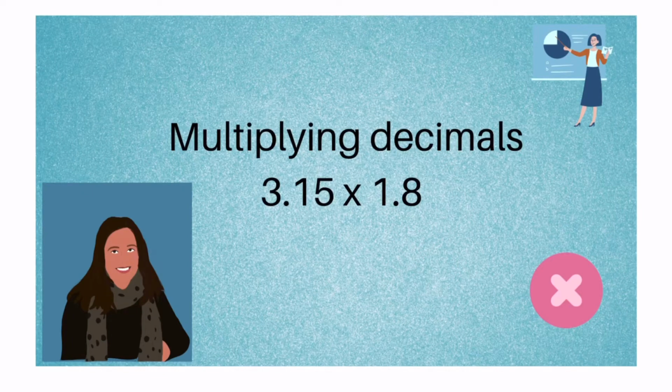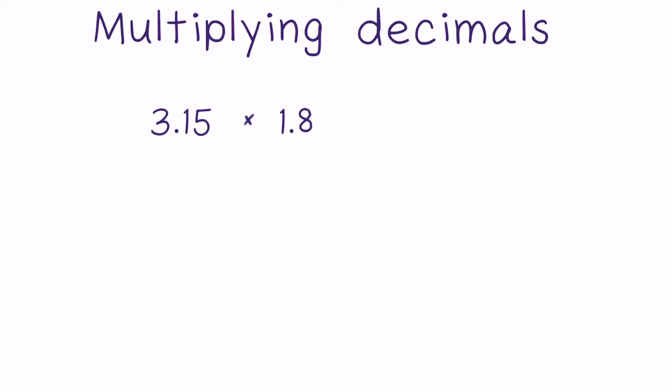Hi everyone, this is Miss P and this is Multiplying Decimals. Today we are going to multiply a decimal number times another decimal number using the example of 3 and 15/100ths times 1 and 8/10ths. When multiplying decimals, the first thing you should do is remove the decimals.